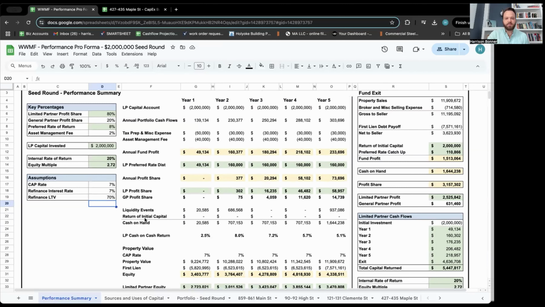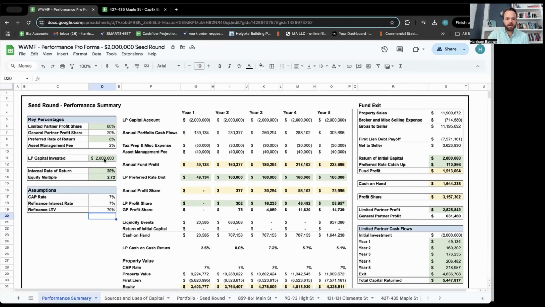But I feel pretty confident in these returns. So as we get this $2 million bucket filled up, we're excited to see through this performance over the next 5 years.